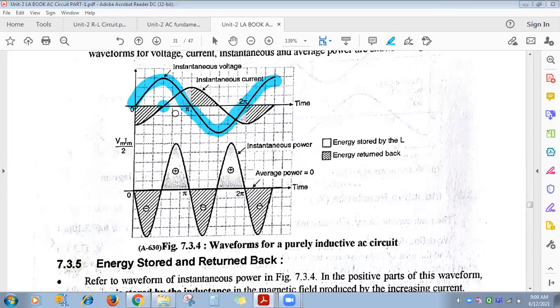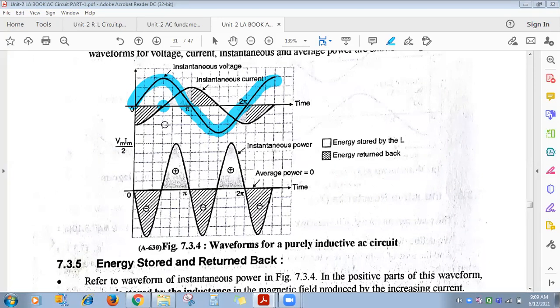Where is the current waveform starting from? The phase difference is 90 degrees. So in the graphical representation of current for a purely inductive circuit, the current waveform increases positively from 90 degrees, isn't it? Because the phase difference is 90 degrees.